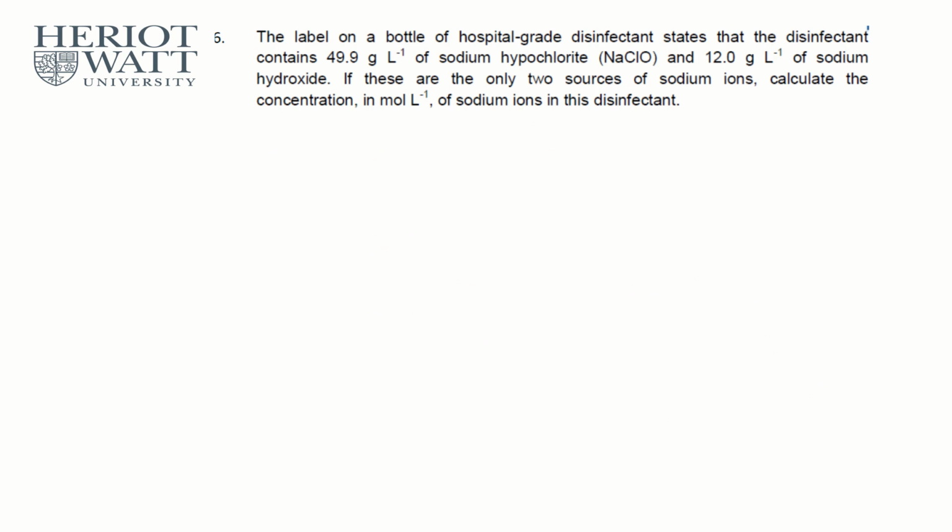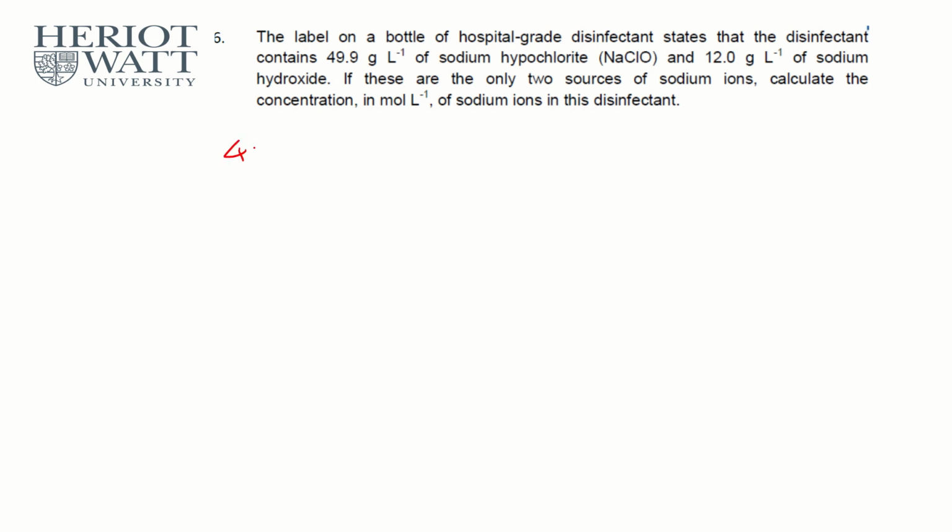Okay, number 6. The label on the bottle of hospital grade disinfectant states that the disinfectant contains 49.9 grams per liter of sodium hypochlorite, NaClO, and 12 grams per liter of sodium hydroxide. Now, I noticed from some of you in the tutorial question posted in Open Learning, this question was incomplete. They missed out the compound. It's supposed to have 2 sources of sodium ions in this case. So this is the complete one, and I'm going to show you what we are going to do.